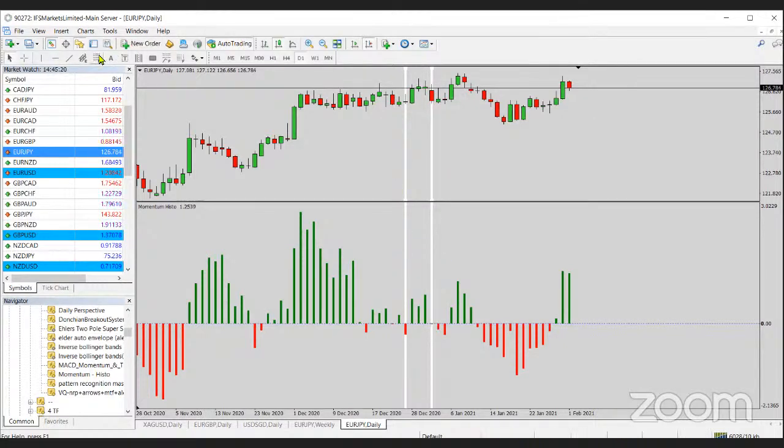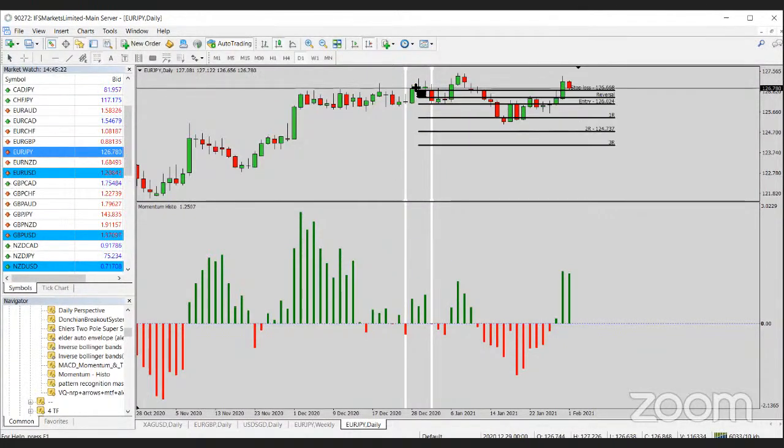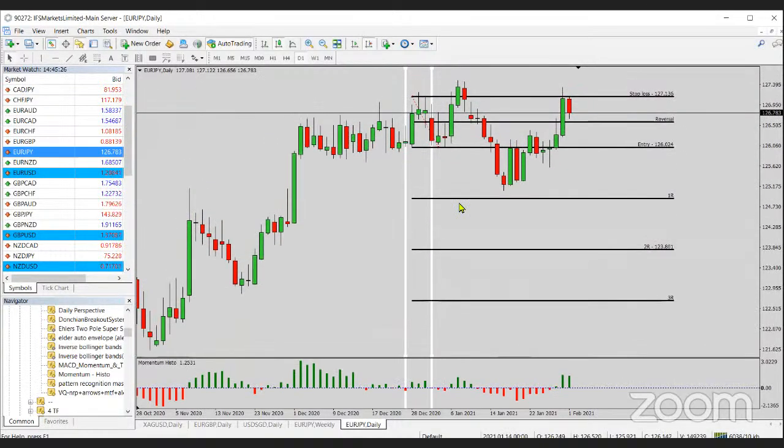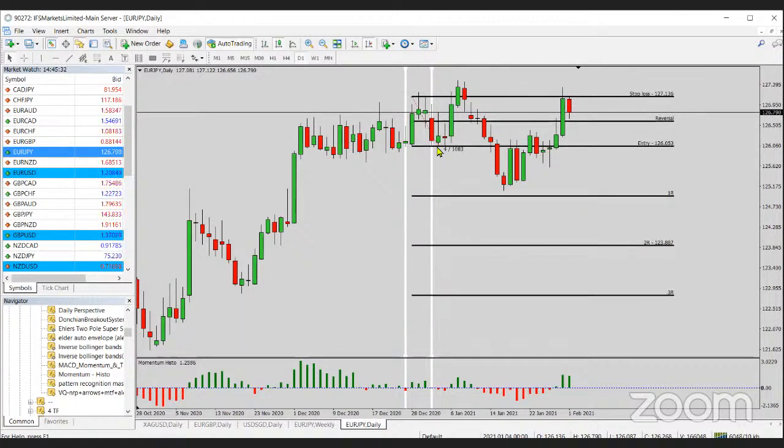Small blip, pending order below, stop loss above. Now for this, I have to admit that I'm not entirely sure whether I'll be triggered in or not. I don't know whether I'll be triggered in by spread or anything else. But if I do get triggered in, this will be my first loser.